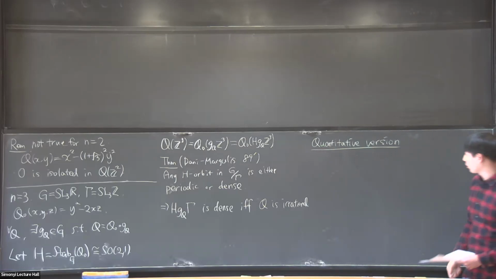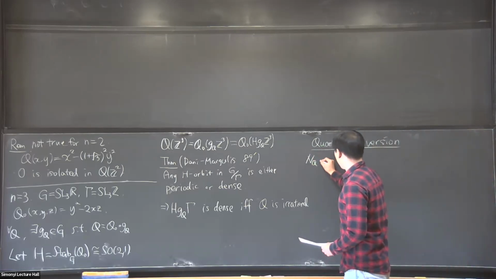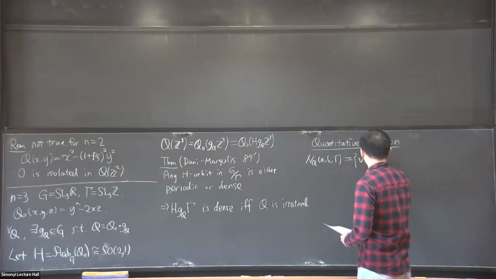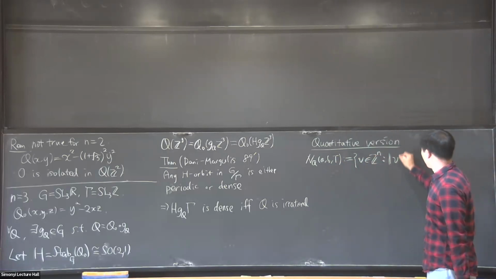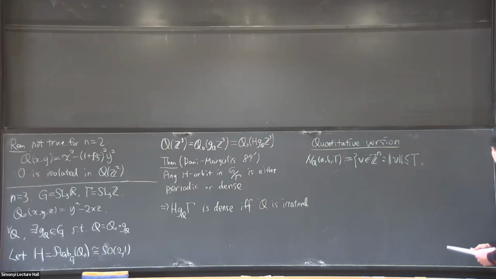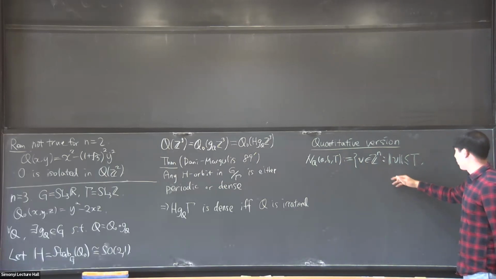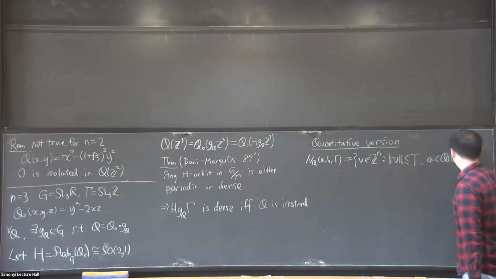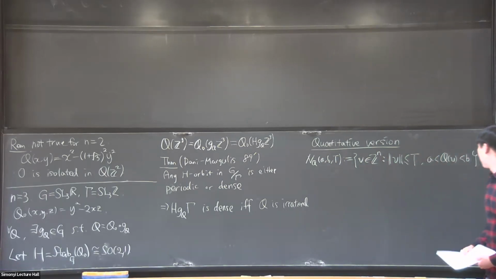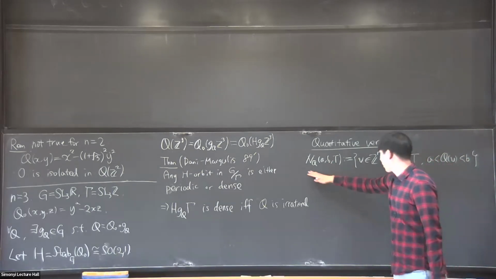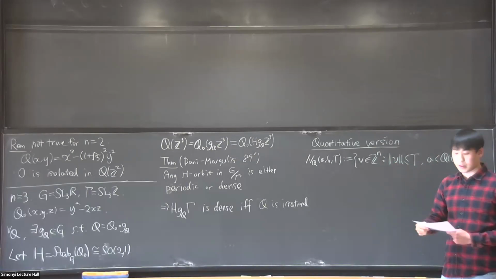So for the quantitative version, we consider the counting function for the number of integer vectors of size at most capital T, such that the value of the quadratic form at this point falls into the interval between A and B. So the original Oppenheim conjecture amounts to the statement that for any given interval A and B, this counting function goes to infinity as T goes to infinity.